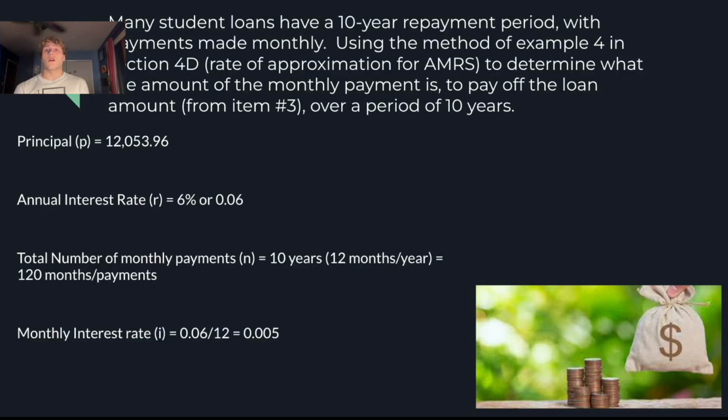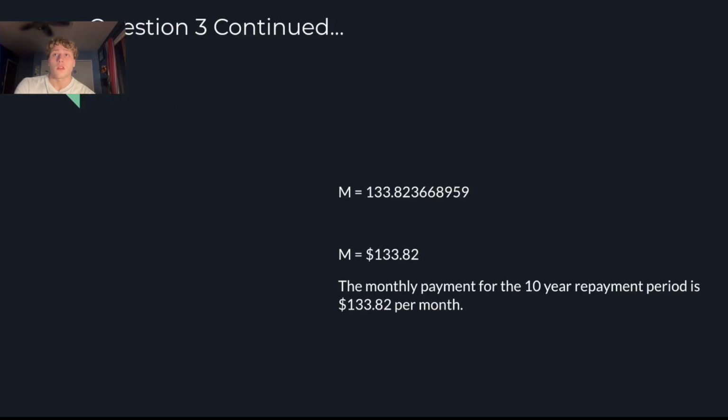The annual interest rate, R, is 0.06 again. The total number of monthly payments over 10 years, with 12 months in a year, is 10 times 12, which gives you 120 payments. And the monthly interest rate is 0.06 divided by 12, which gives you 0.005.